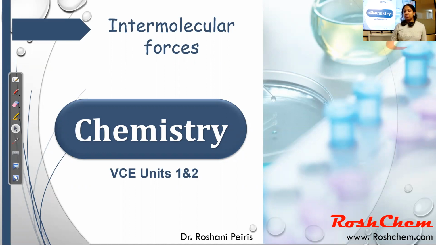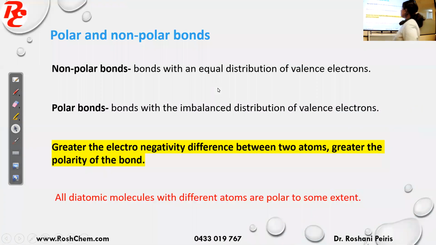In this video, I'm summarizing the lesson intermolecular forces. Okay, so first we'll see what are polar and non-polar bonds. If you have a diatomic molecule made from the same type of atom, I say the bond is non-polar, or else the bond has an equal distribution of valence electrons. When the two atoms are the same, the bonding electrons are in the middle, so equal distribution. So then I say the bond is non-polar.